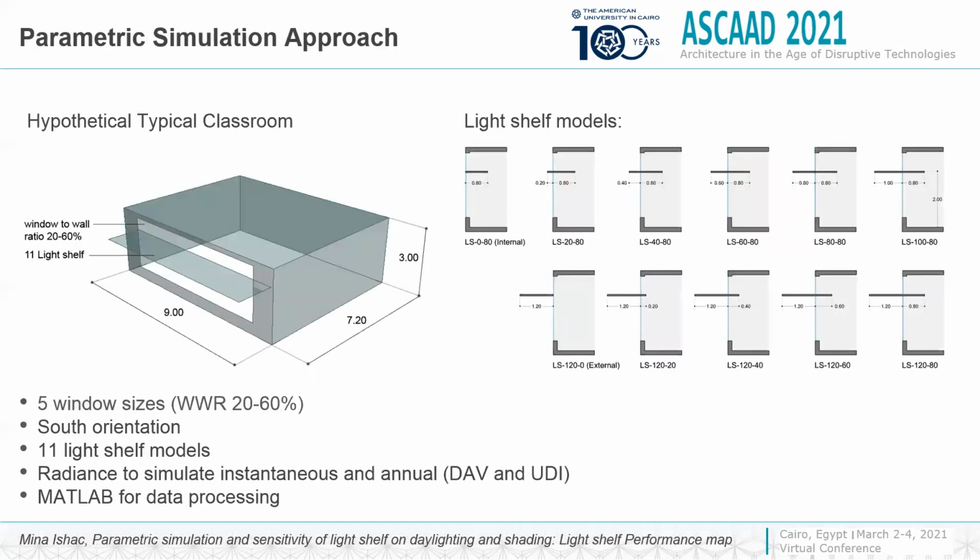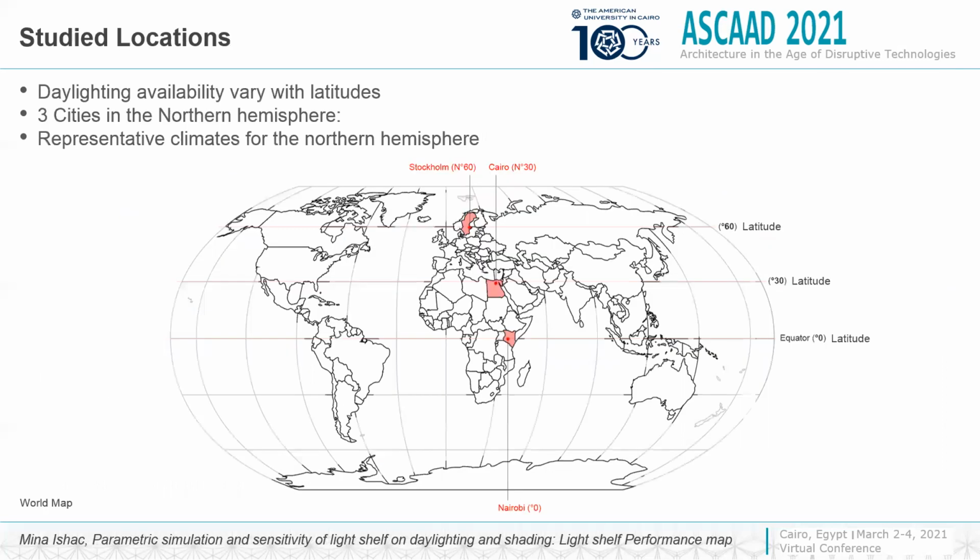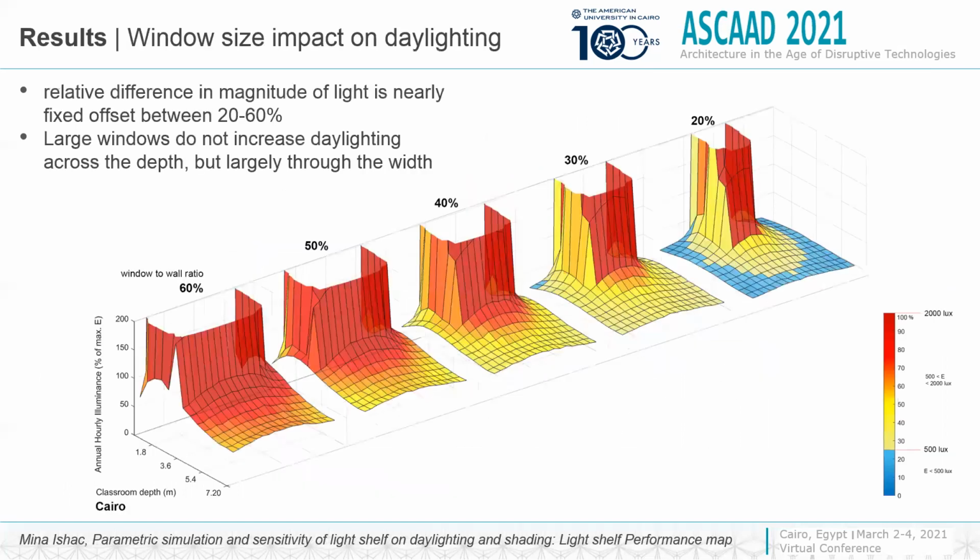The paper uses a parametric approach to simulate daylighting using Radiance, in which 11 light shelf models are modeled in a typical classroom with a changing size of the south window. And it develops this map based on three locations, which are Stockholm, Cairo, and Nairobi.